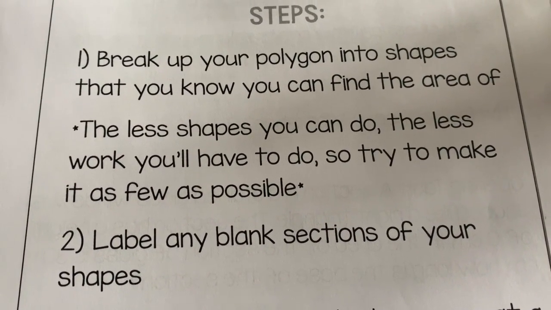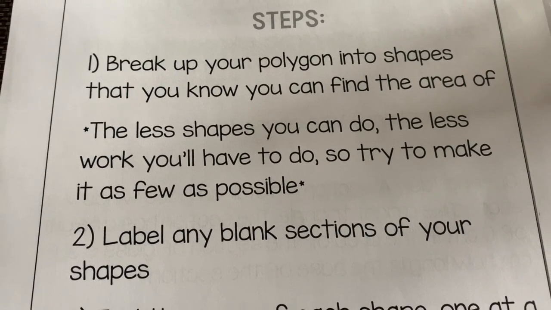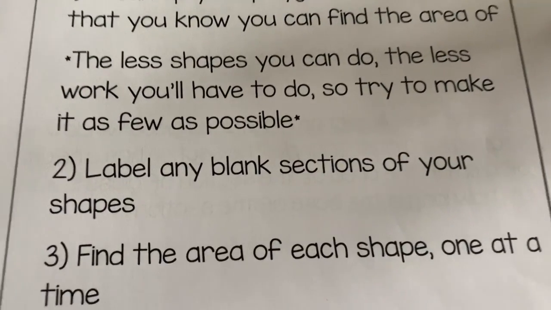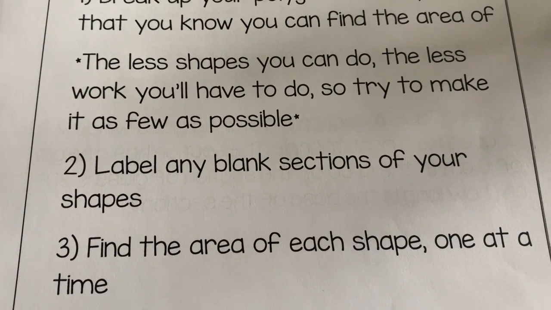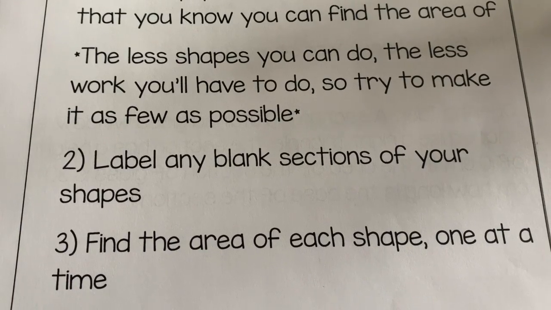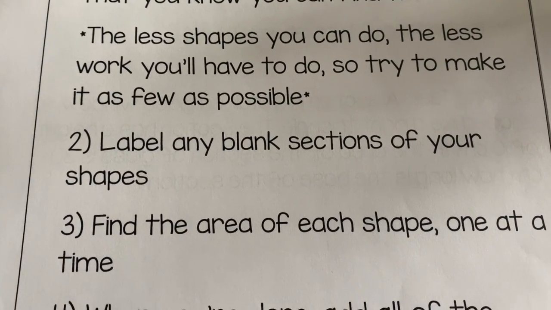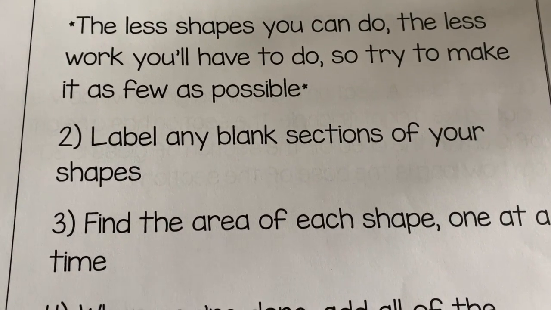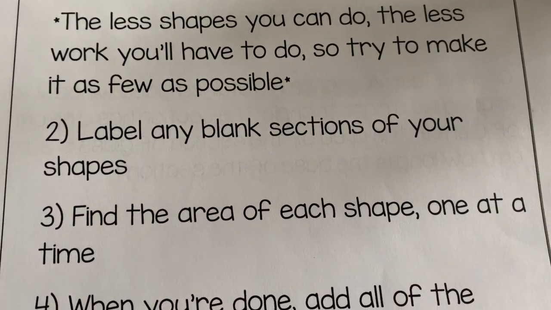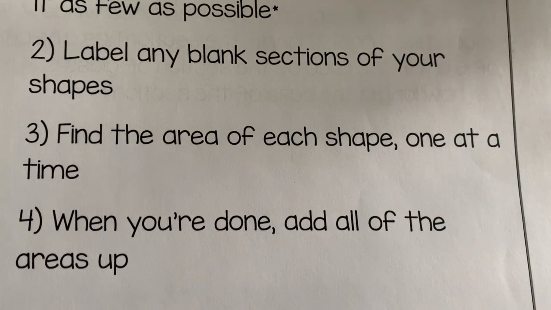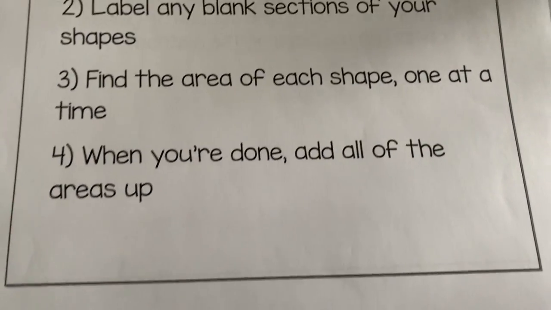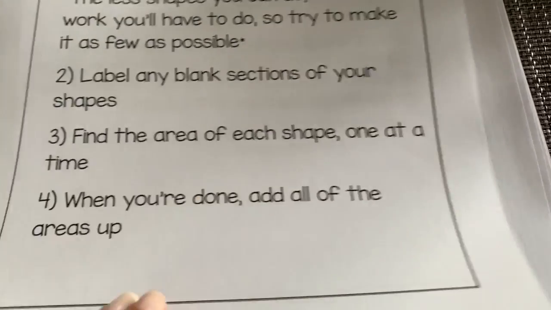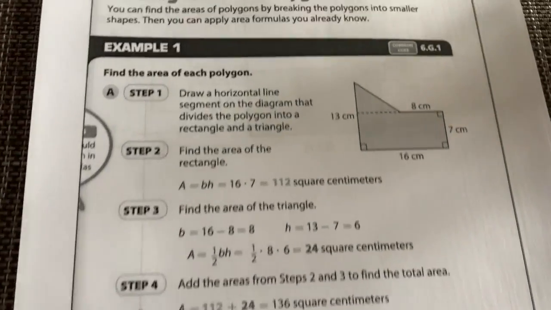So what you want to try to do is make as few shapes as possible when you break up the figure. If you have any blank sections on the shapes that you've broken them up into, make sure you can label them, because if you can't find one of the lengths or sides of one of the shapes you broke it up into, then you may have to change what you did. For step 3, you're going to find the area of each of those shapes one at a time, and when you're done, you add them all up. So let's take a look.